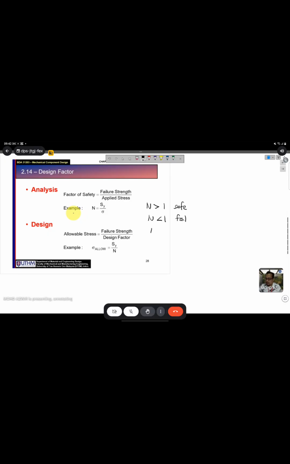What about if N is equal to 1? Is it safe or fail? Anyone? What do you think?